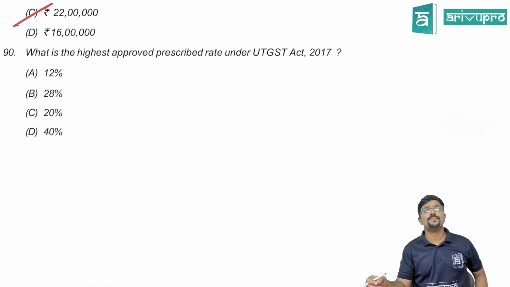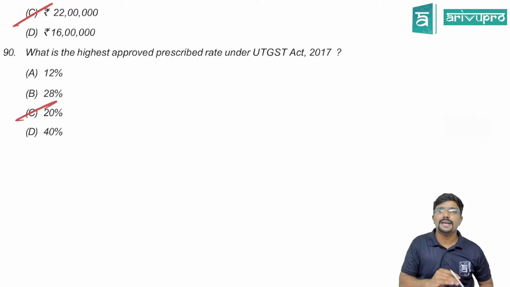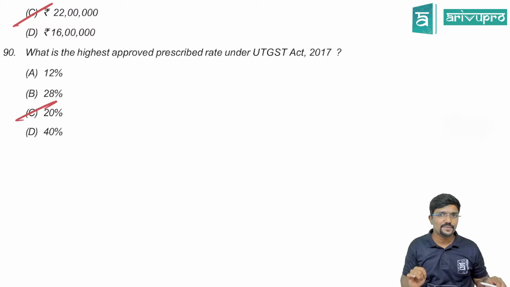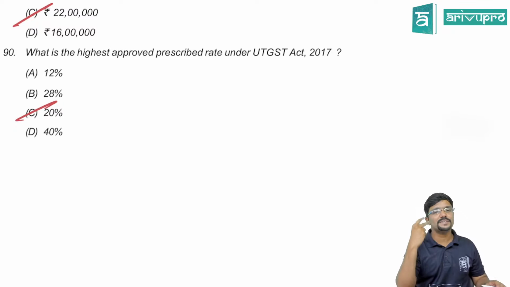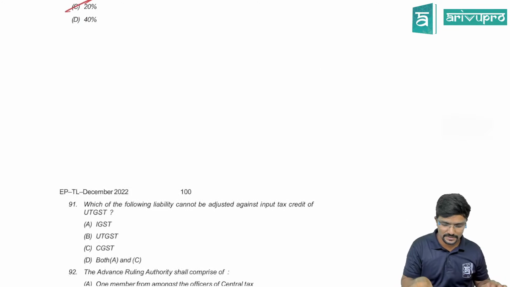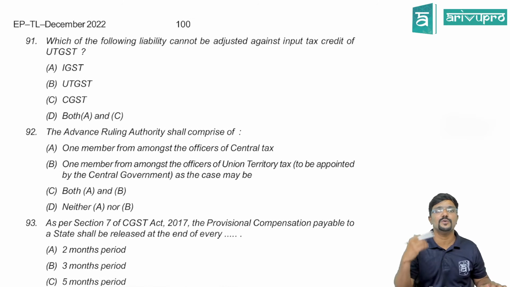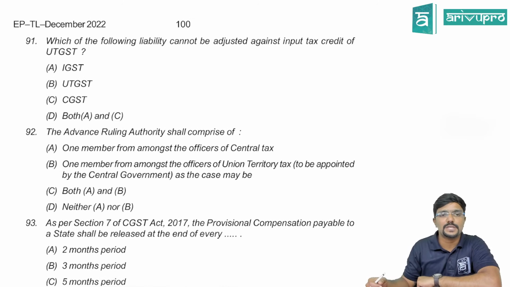What is the highest approved prescribed rate under UTGST Act? It is 20%. See, under IGST Act it is 40%, whereas CGST Act maximum 20%, SGST also 20%, UTGST also 20% maximum. Yes, that is the maximum rate which is given under the law. You cannot levy the tax more than that on any goods or services.